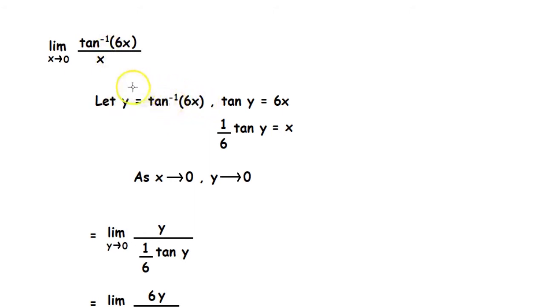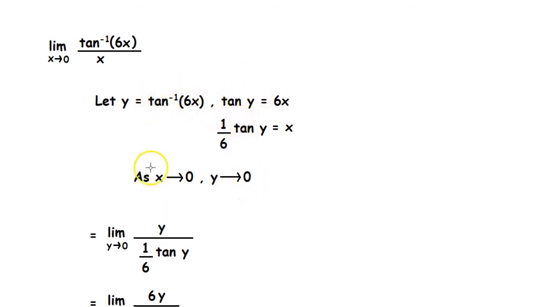So that means when we bring tan this side, tan y will be equal to 6x. So then x will be equal to 1 over 6 multiplied by tan y. So now because we substituted this, we have to look into this value as well. So as x tends to 0, let's see what happens to y. So as x tends to 0, we have tan y equals 0. So tan 0 is equal to 0. So y will also tend to 0.